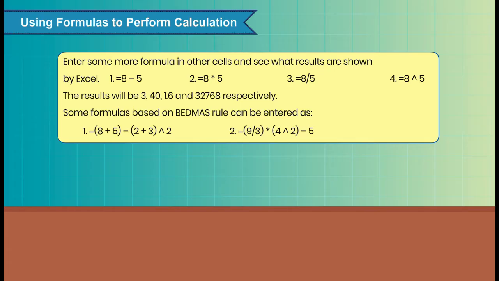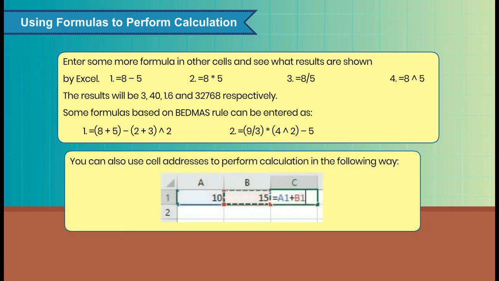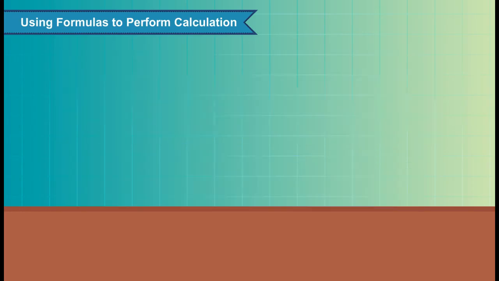Some formulas based on the BEDMAS rule can be entered as: equal to 8 plus 5 in bracket minus 2 plus 3 in bracket exponentiation 2; and equal to into bracket 9 divided by 3 multiplied by into bracket 4 exponentiation 2 minus 5. You can also use cell addresses to perform calculation in the following way.